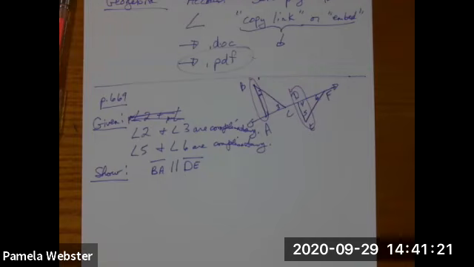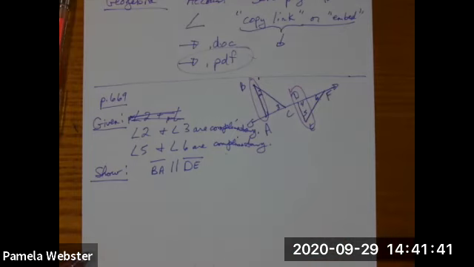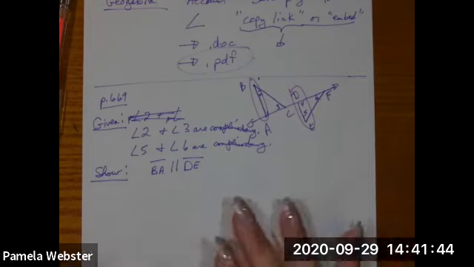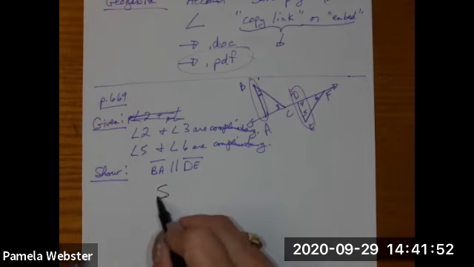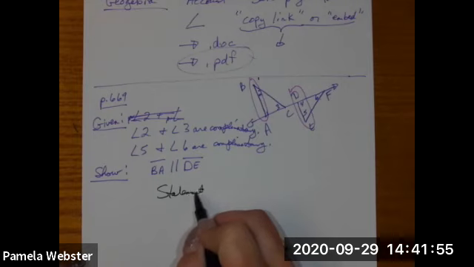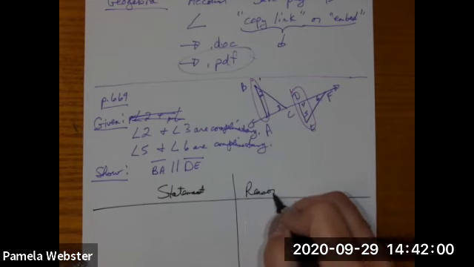They're doing weird stuff to me. They're doing complementary, so I need to remember what complementary means. The definition of complementary is angles that add up to 90 degrees, right? They're saying these two add up to 90 degrees and these two add up to 90 degrees. So from that, I would like to work my way through. We're going to do a two-column proof because that's what we're working on right now. So I'm going to do a statement and a reason. Okay. We're going to work our way through.